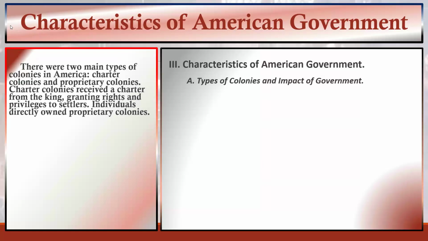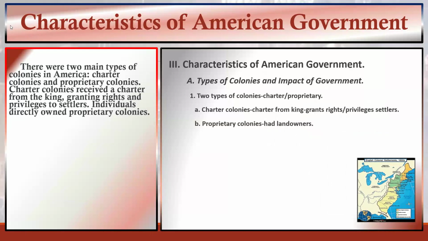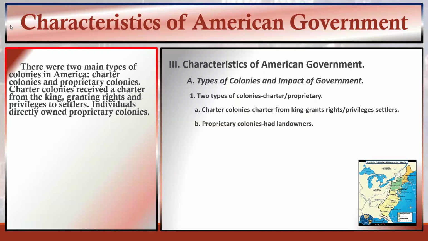So how do I summarize this? I think this one's pretty easy. Two types of colonies: charter. What's a charter? Received charter from king, rights and privileges, and proprietary, owned by an individual. I should have something along those lines. So let's see what we got here. Yep, 2 types of colonies: charter, proprietary. Charter colonies, charter from king, grants rights and privileges, settlers. Proprietary colonies had landowners. Paragraph 1 is done.